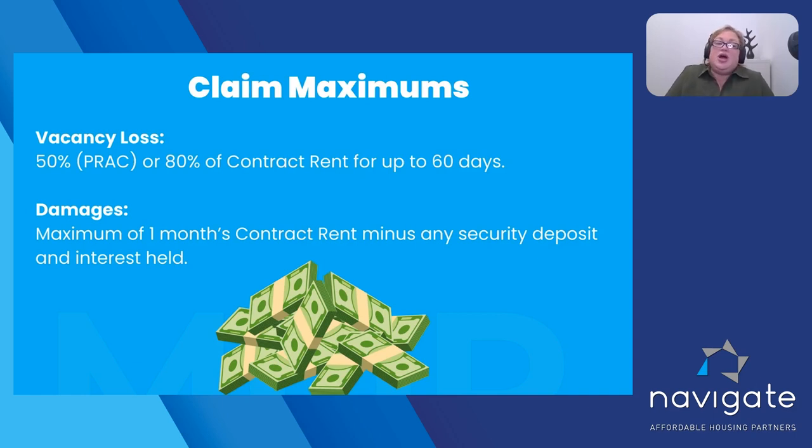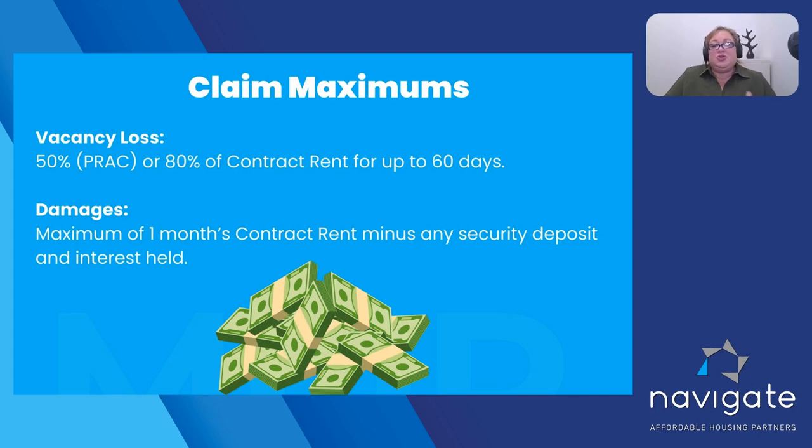In PRAC properties, you're looking at 50% for a vacancy loss, and in a 202-8 and the other properties, you're looking at 80% of contract rent for up to 60 days. For damages, you're looking at a maximum of 1 month's contract rent minus any security deposit and interest that you've withheld.